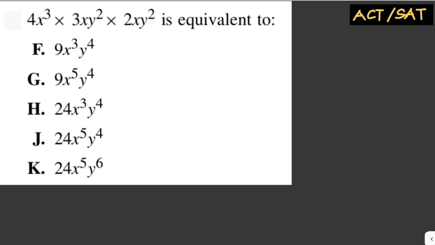4x cubed times 3xy squared times 2xy squared is equivalent to... Now to multiply these three terms here, we can multiply the constants first, we have 4, 3, and 2. And then we can combine the x terms, and then the y terms. And then we apply the law of exponents. When multiplying terms of the same base, we just have to add their exponents. So let's do that.